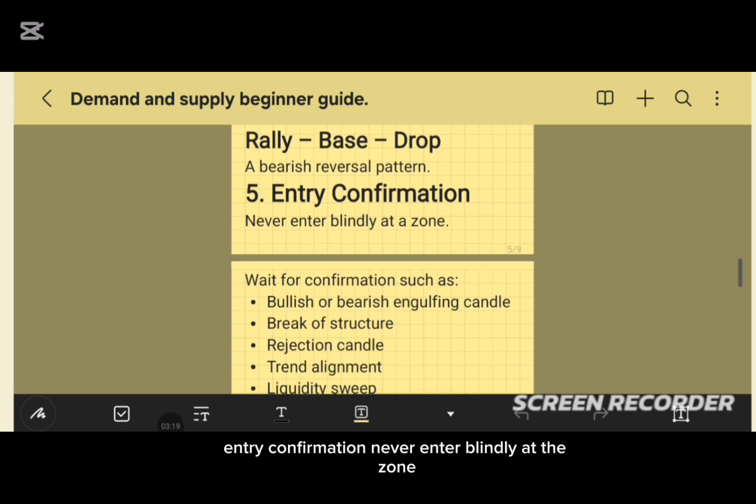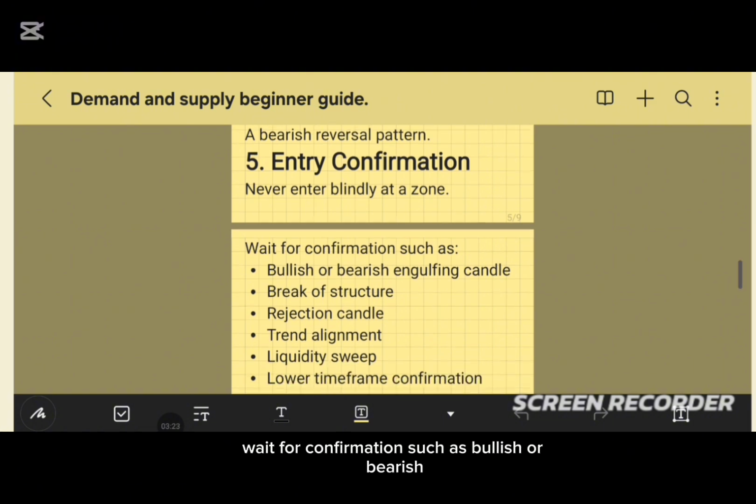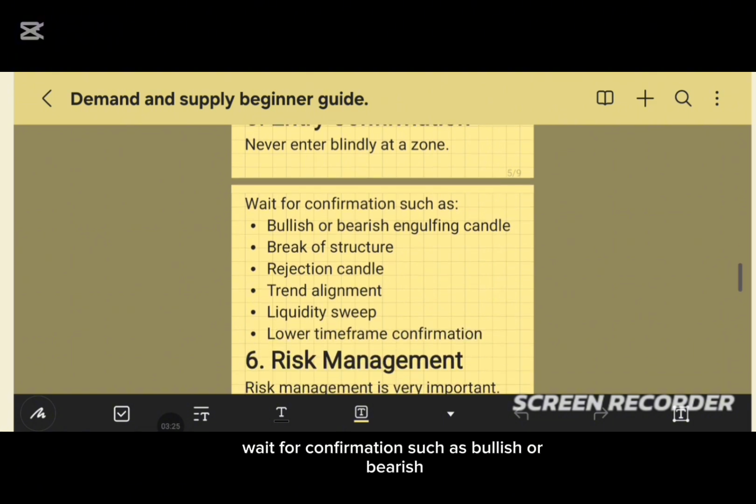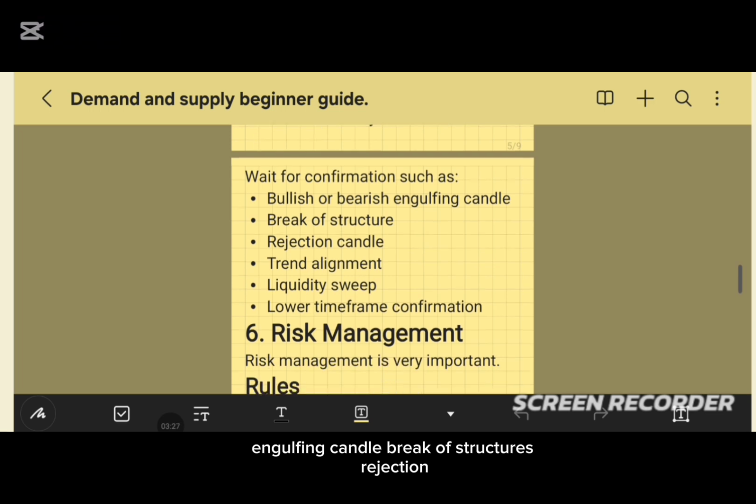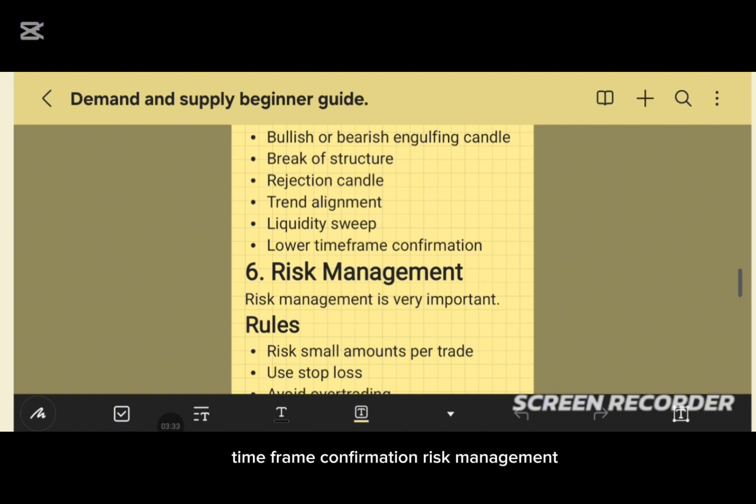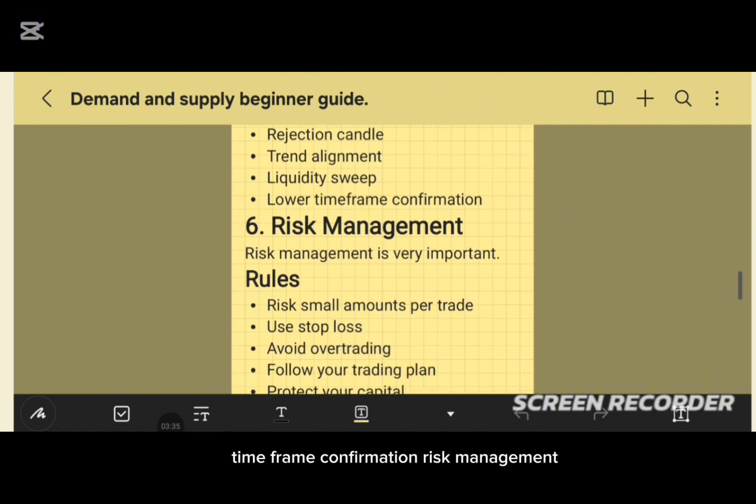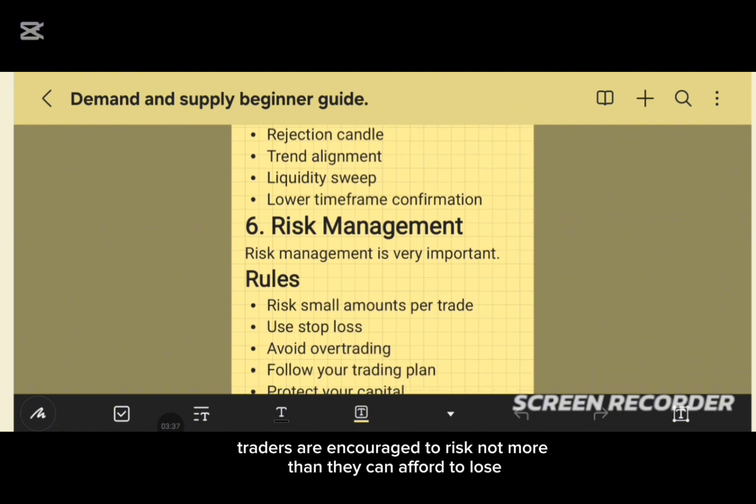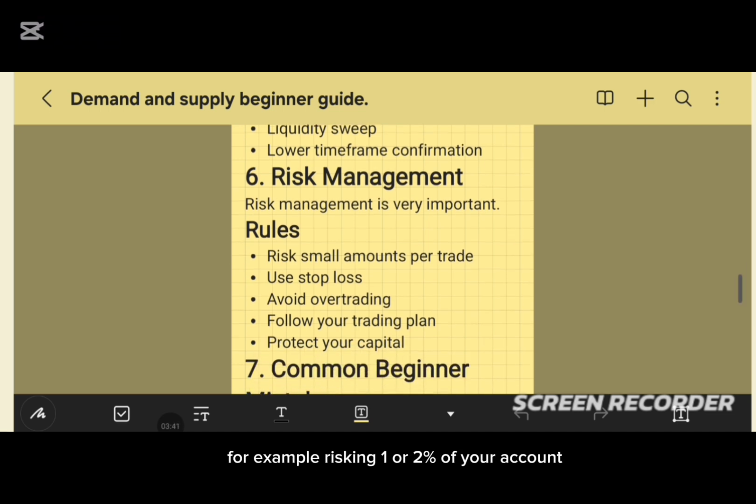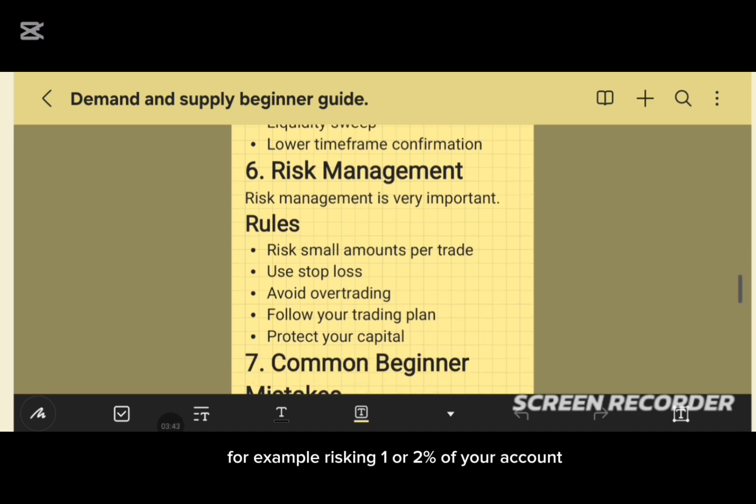Entry confirmation: never enter blindly at the zone. Wait for confirmation such as a bullish or bearish engulfing candle, breakout structure, rejection candle, trend alignment, liquidity sweep, or lower time frame confirmation. Risk management: traders are encouraged to risk not more than they can afford to lose, for example, risking 1 or 2% of your account.